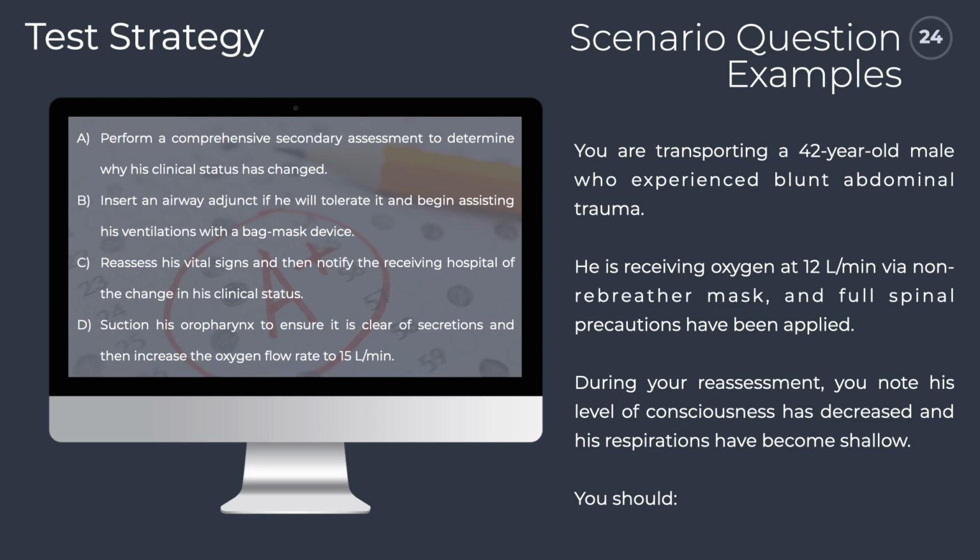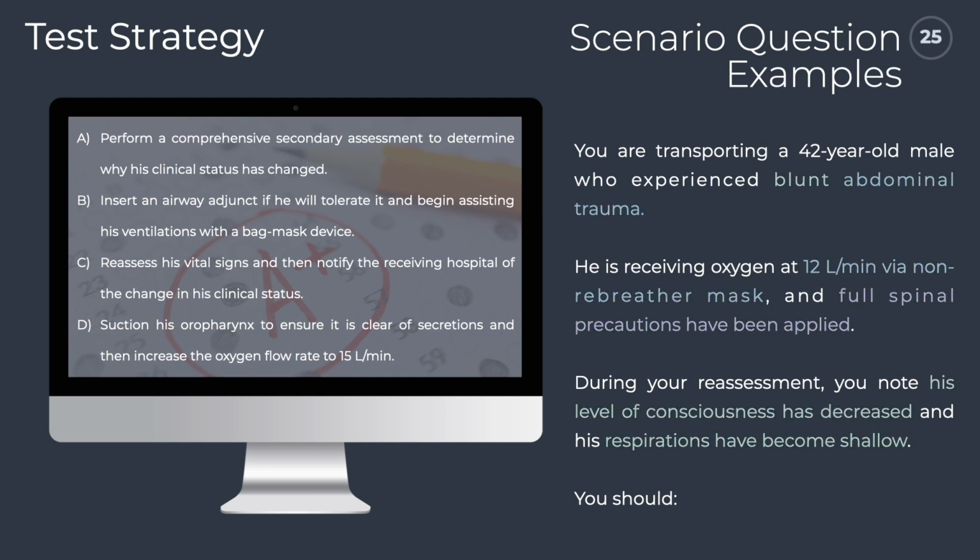You should A, perform a comprehensive secondary assessment to determine why his clinical status has changed, B, insert an airway adjunct if he will tolerate it, and begin assisting his ventilations with a bag mask device. C, reassess his vital signs, then notify the receiving hospital of the change in his clinical status. Or D, suction his oropharynx to ensure it's clear of secretions, then increase the oxygen flow rate to 15 liters per minute. Take a moment to analyze and answer this question.